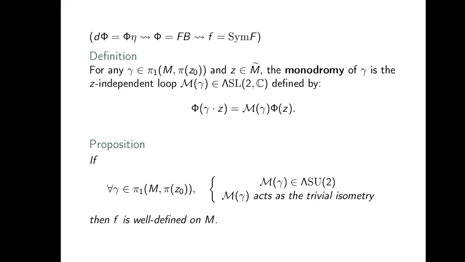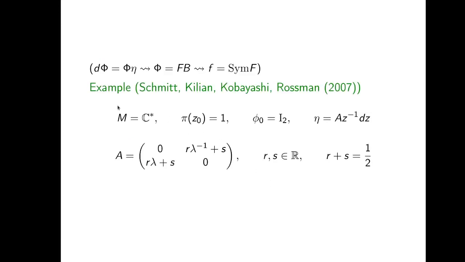So let's go back to our previous example, which did not close. Remember that the Riemann surface is the complex plane minus 1 point. These are the simplest possible initial values you can take, and we want a DPW potential of this form. In 2007, Schmidt, Kilian, Kobayashi and Rossman found sufficient conditions on A so that the monodromy problem is solved. As an example, you can take this form for A with R and S real numbers satisfying this simple equation.